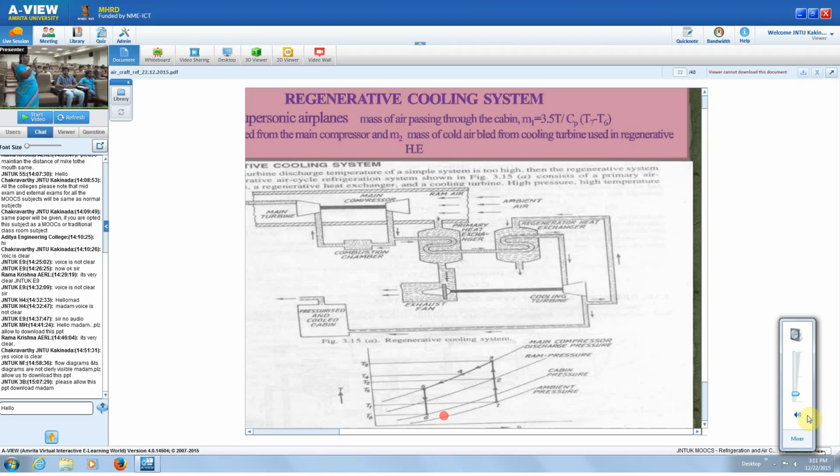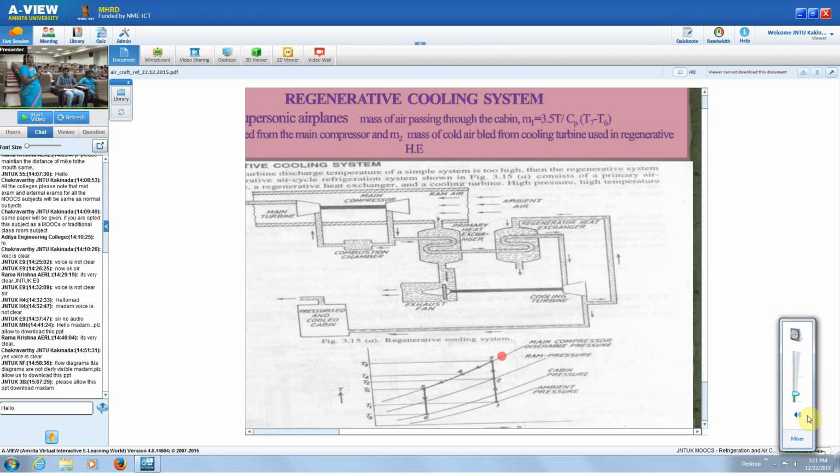Okay. So you see the TS diagram. 1 to 2 is the ramming effect, because here the vehicle is moving at supersonic velocities. So this ramming effect will be more. Okay. Then 2 to 3.